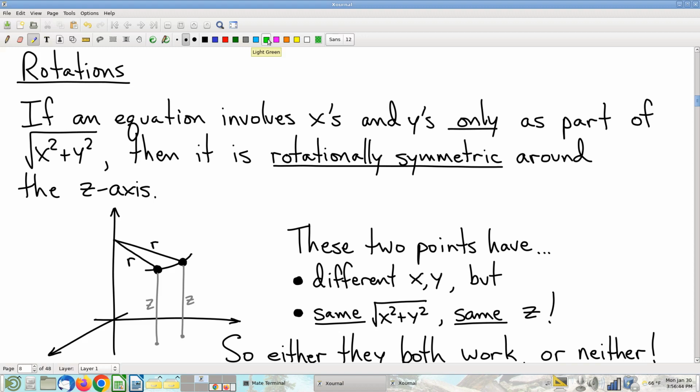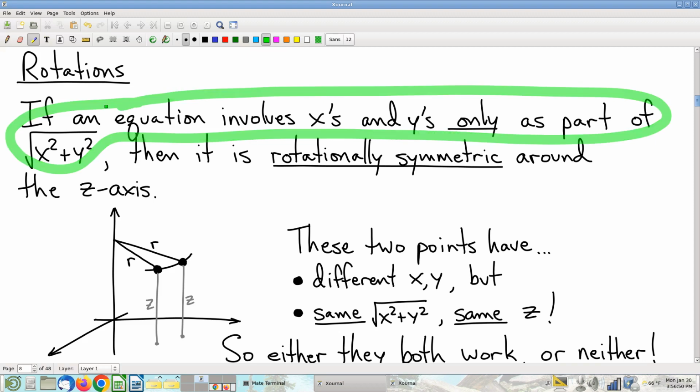Okay, so here we go. First tool, something that's really easy to check. You can eyeball an equation and see where the x's and the y's are. And this comes up surprisingly often: if x and y show up only, exclusively, as part of this expression, the square root of x squared plus y squared, then there's a really powerful conclusion you can get. That conclusion is that your surface is rotationally symmetric around the z-axis.